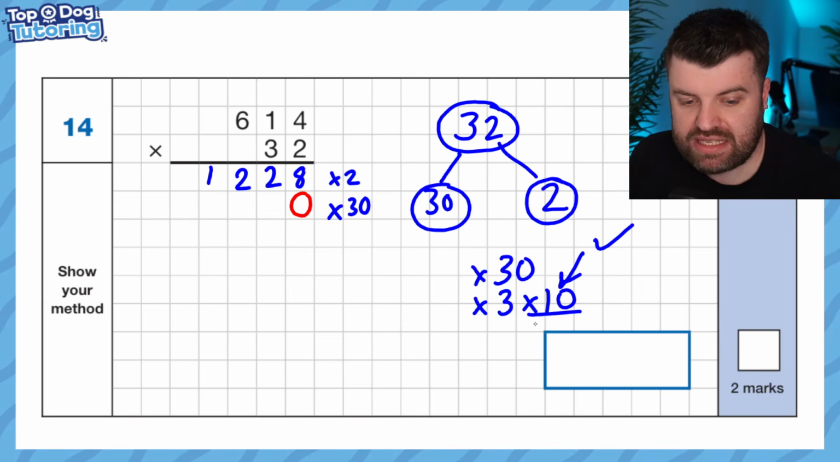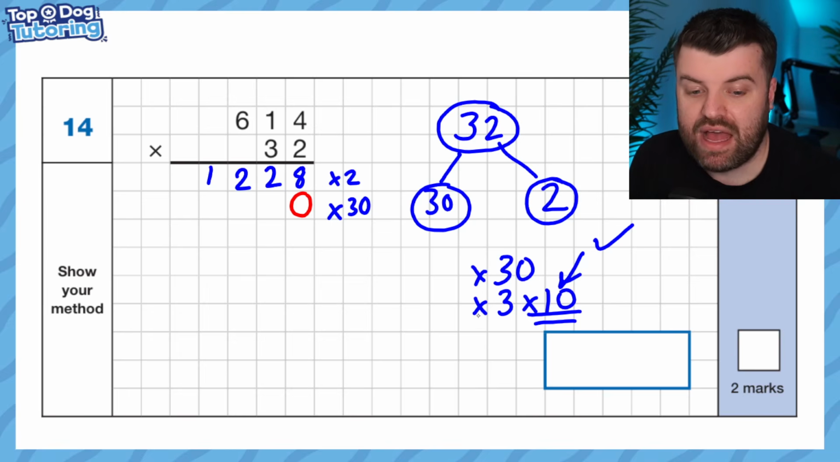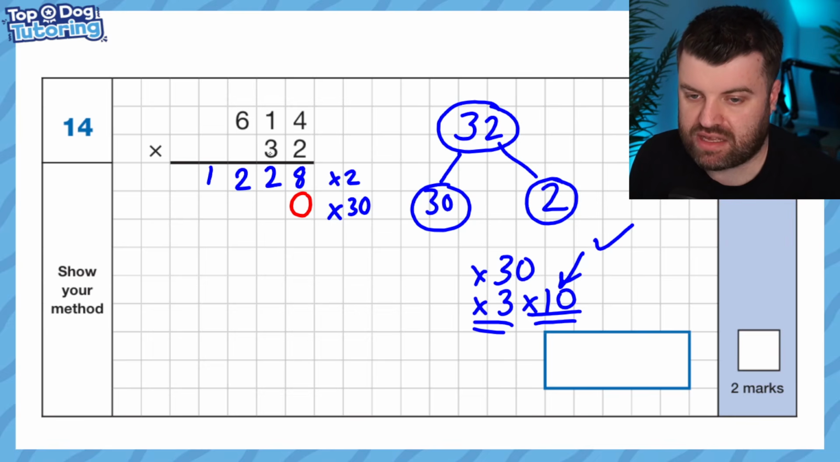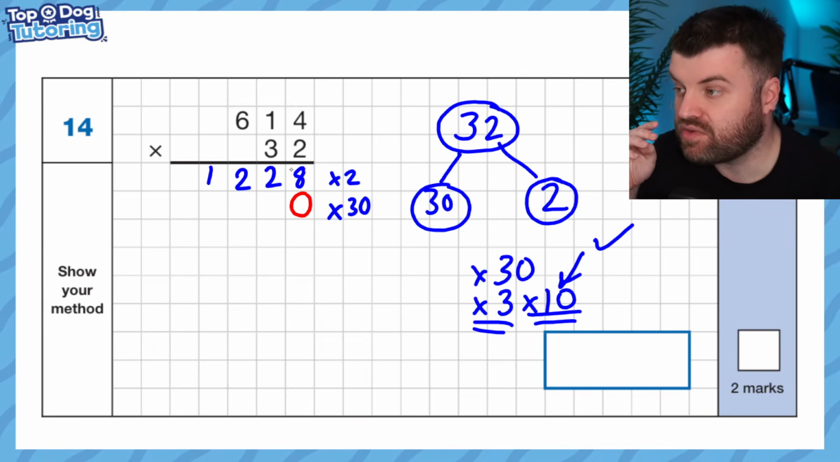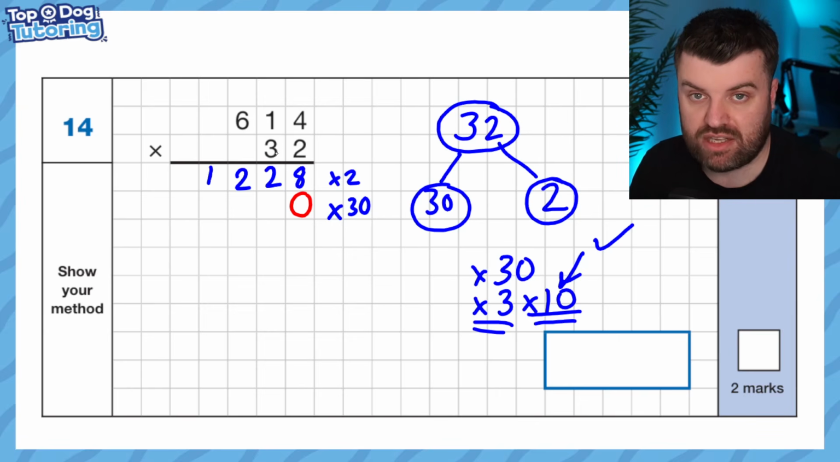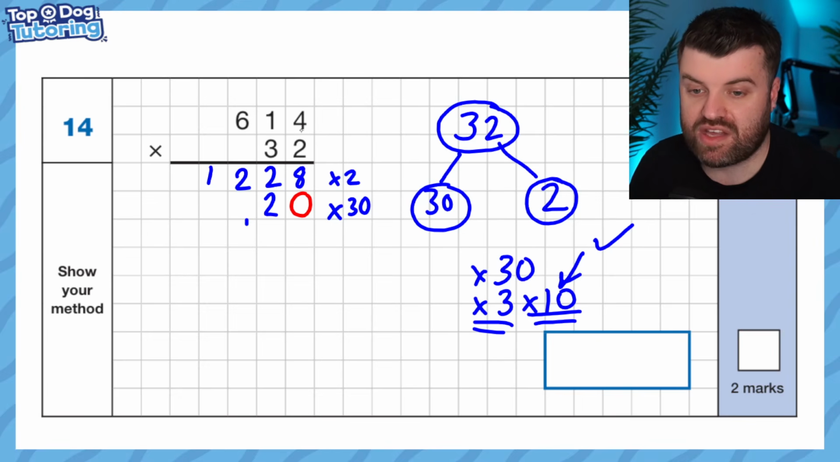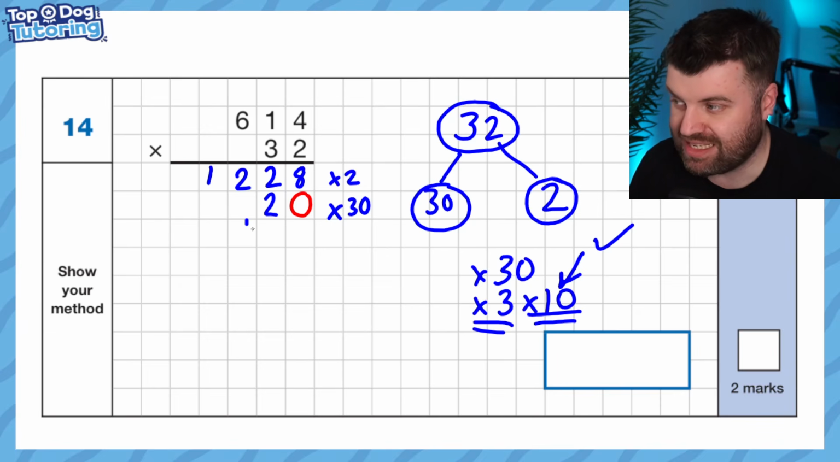And now because I've done the times by 10 bit here, now I'm going to do the multiply by 3 part. And that means I can just now treat this like 3 times 4. Is it really 3 times 4? No, we know it's 30 times 4. But this placeholder allows me to now just concentrate on timesing by 3. So 3 multiplied by 4 is 12. So I'm going to have to exchange. Really, I've done 30 times 4, which is why you can literally see 120 here.